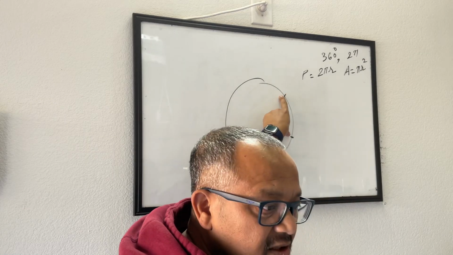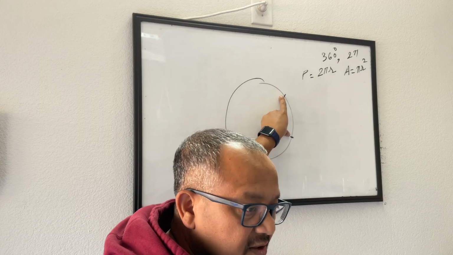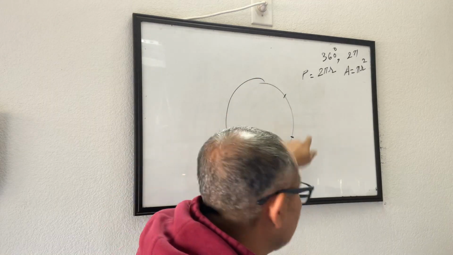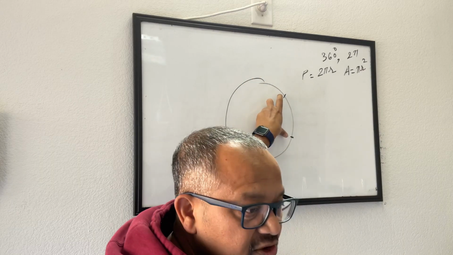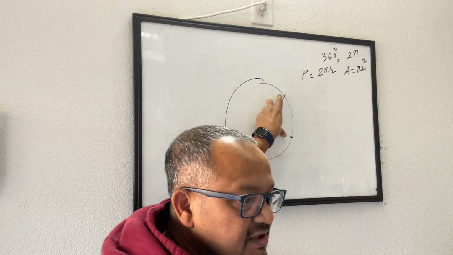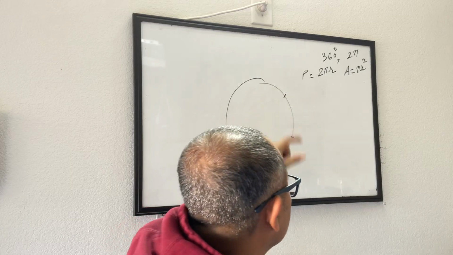this is called an arc of a circle. So the entire perimeter is nothing but an arc that covers the entire circle. Here I'm talking about cutting a portion of it. This is called an arc, so arc of a circle.